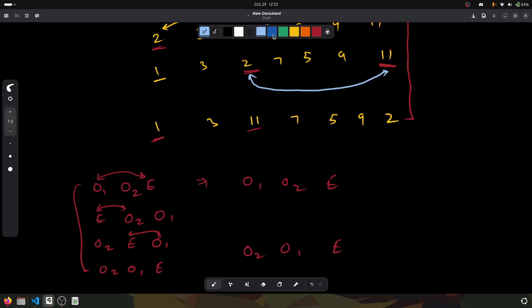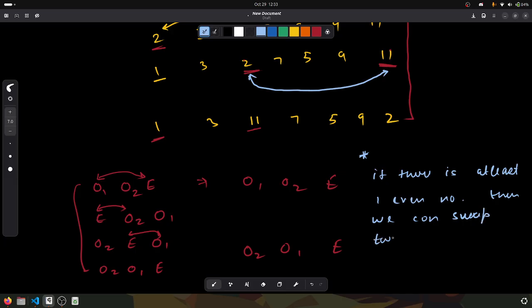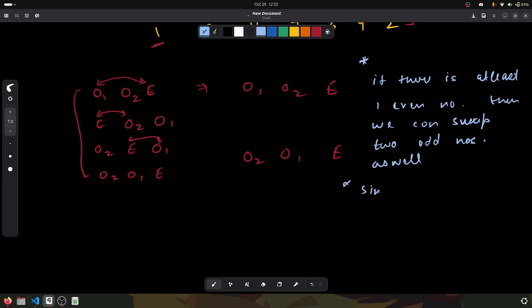So the observation I am trying to tell here is, if there is at least one even number, then we can swap two odd numbers as well. And similarly, if there is one odd number, we can swap two even numbers as well.